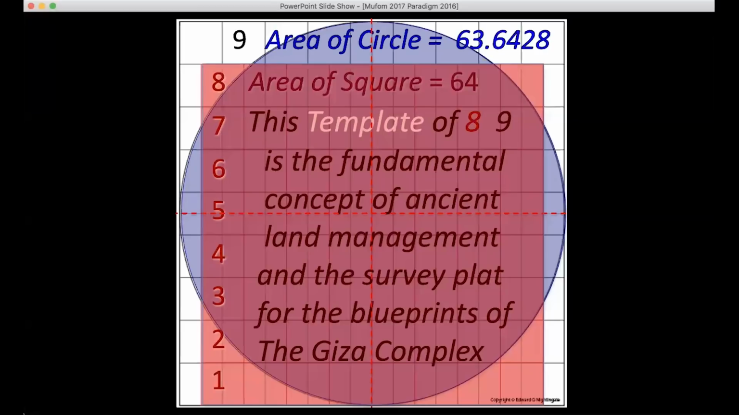And just for those of you listening, the latest slide is a grid of 9 squares on a side and a circle inside that grid that matches the diameter of 9, and then of course a square inside of that is 8 of those squares, and that is the area of the circle. Basically, it's rounded up from 63.6428 to 64. Very, very close. It's a very simple way of squaring the circle.